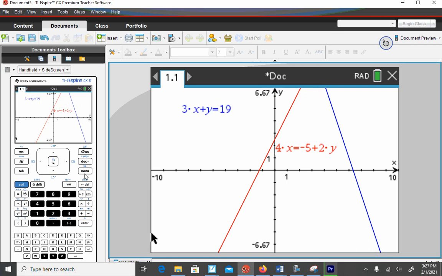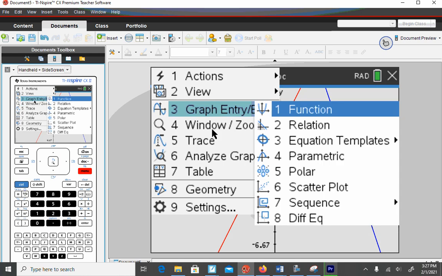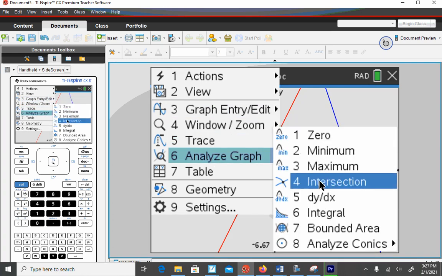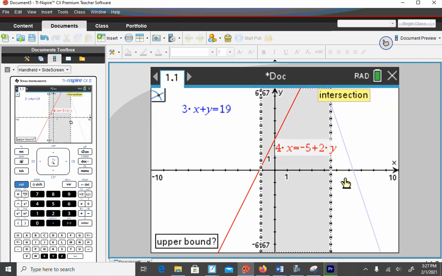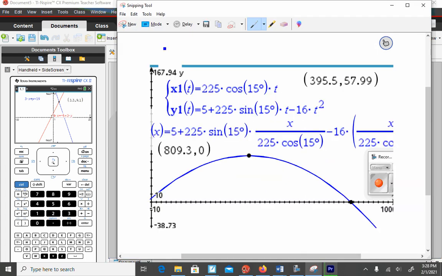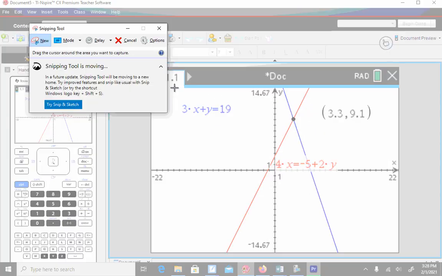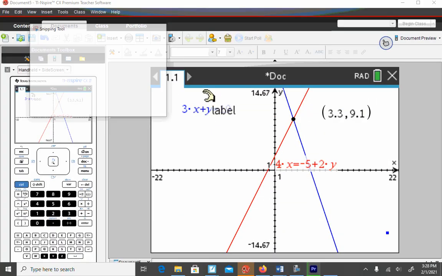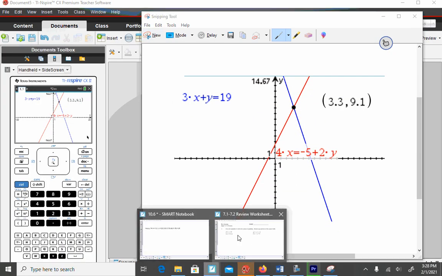I'm going to do a test. Menu, analyze, intersection. I know they intersect somewhere in here. And the calculator will move it for me, so I do see. If I didn't like it that way, then I would keep on resuming till I saw it. So I'm going to have 3.3 and 9.1. So that's going to be the answer for the first one. Putting that one on here.